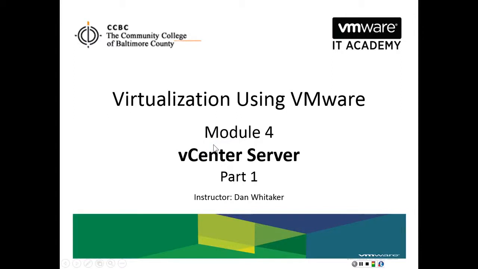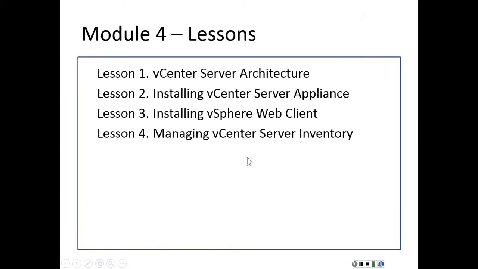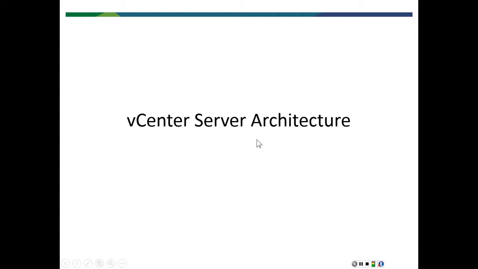Let's get started on Module 4, vCenter Server. There are 4 parts to this module: vCenter Server architecture, installing the vCenter Server appliance, installing the vSphere web client, and using the vSphere web client to manage vCenter Server inventory, which essentially means creating virtual machines. Let's start out with vCenter Server architecture.